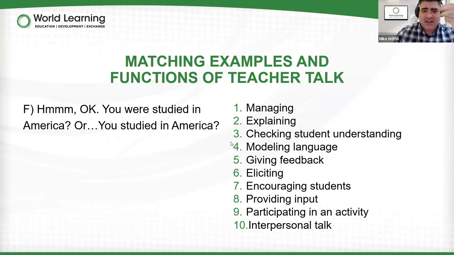So imagine students said, I was studied in America. And the teacher says, you were studied in America? Doing both, fair enough. If you want to say it's 4 and 5, I can accept that. I took it to be 5, telling the students it's not quite right. But sure, certainly there's a modeling there. Matthew says, corrective feedback, looking to elicit a reformulation. Maybe, or just telling. Oh, looking to elicit a reformulation at first. You were studied in America?